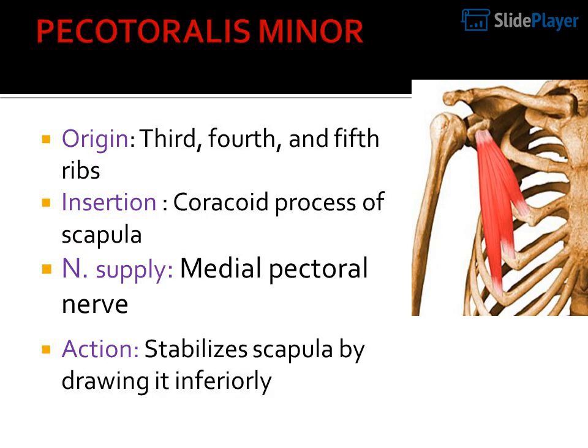Pectoralis minor and supply, medial pectoral nerve. Origin, 3rd, 4th, and 5th ribs. Insertion, coracoid process of scapula. Nerve supply, medial pectoral nerve. Action, stabilizes scapula by drawing it inferiorly.